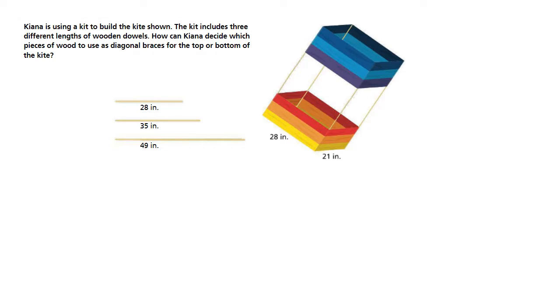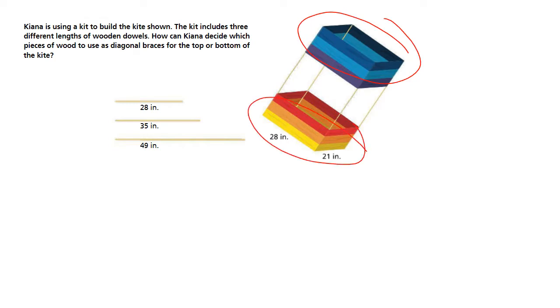Kiana is using a kit to build the kite shown. The kite includes 3 different lengths of wooden dowels. How can Kiana decide what pieces of wood to use as diagonal braces for the top or bottom of the kite? Now, this is in your textbook and the answer is there, but I'm just going to illustrate how I would figure this out. So we have the top of the kite here and the bottom of the kite here.